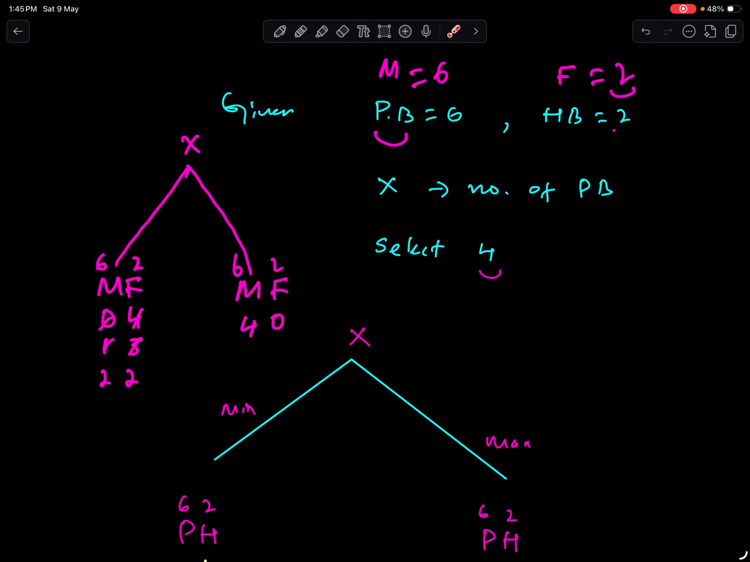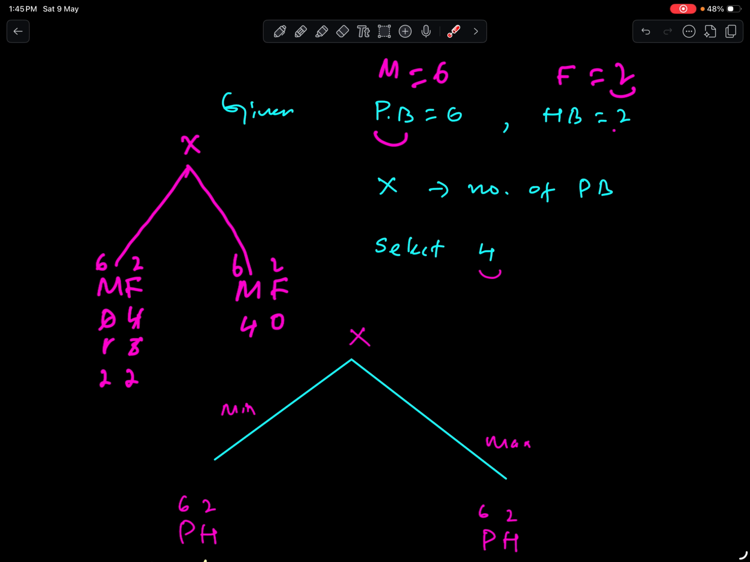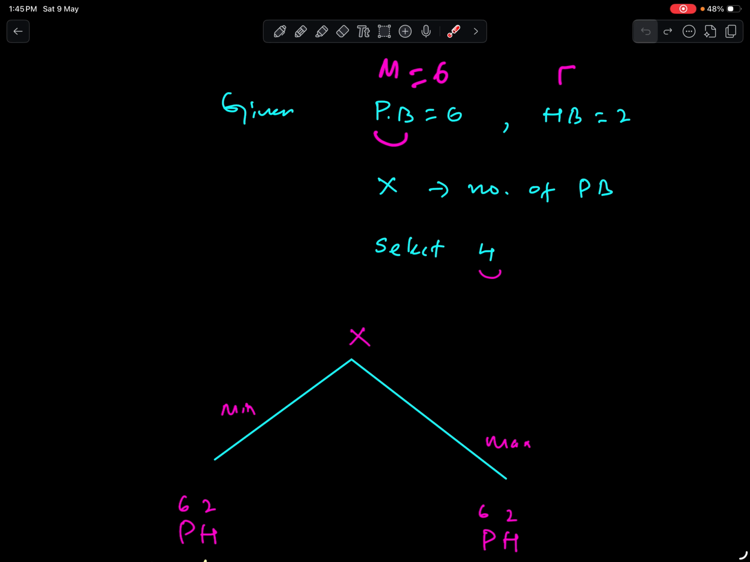So X, the minimum value of X is 2 and the maximum value of X is 4. So make the table for these values 2, 3, 4. This is the way we choose the values of X. Let me erase everything of these. I will explain this in the next question as well, no problem.